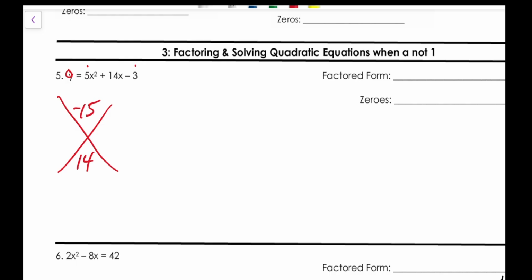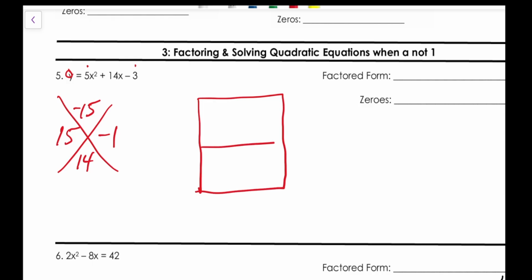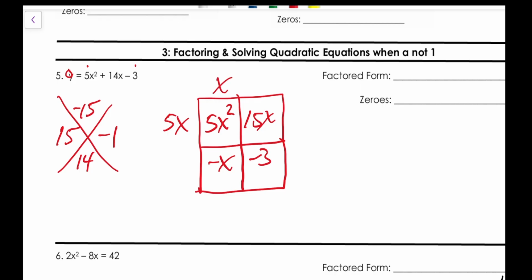14 is the sum. Two numbers that multiply to negative 15 that add to 14 could be 15 and negative 1. That means that in our box we have, starts with 5x squared, ends with negative 3. 15x goes here, negative 1x goes here. Look at the first row, greatest common factor, 5x. Look at the first column, greatest common factor is x.